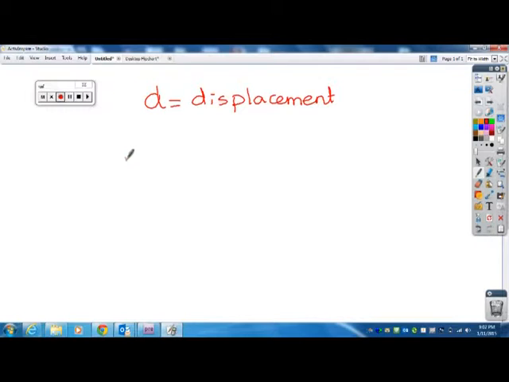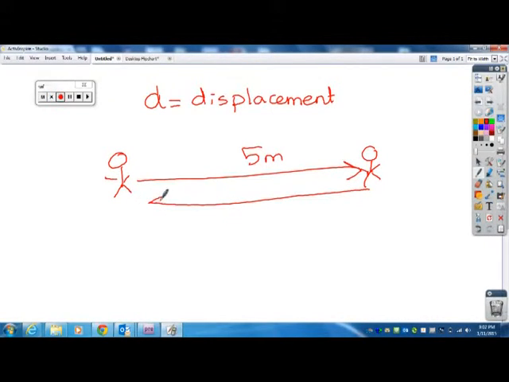So for example, if you started off right here and you have gone 5 meters to the right, your displacement is going to be 5 meters because you're 5 meters away from where you started off, and your distance is also 5 meters. However, if you came back 5 meters to the left, and I'm writing a negative because I'm going to go with the standard protocol that to the right is positive, to the left is negative, just like up would be positive and down would be negative.